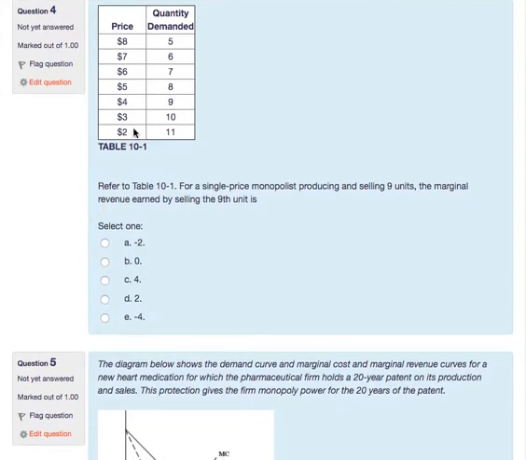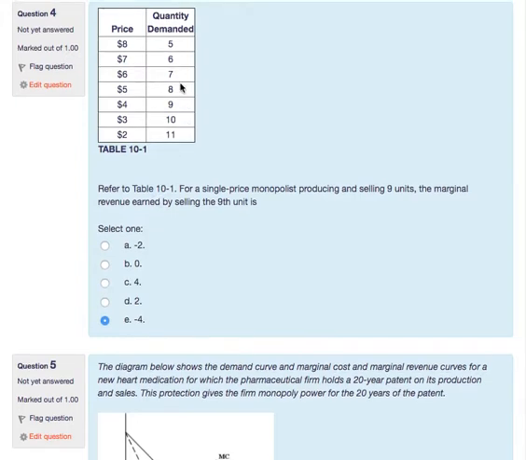This is a good, tricky question to have. It's not that tricky, but it's always good to understand what happens to marginal revenue as we produce more and more. For a single price monopolist producing and selling 9 units, the marginal revenue earned by selling the 9th unit is what? Well, if we're only producing 8 units, our total revenue is $40. If we produce 9 units, 9 times 4, it's $36. So we have effectively lost $4 of revenue for producing that extra unit. So minus 4 is our marginal revenue.